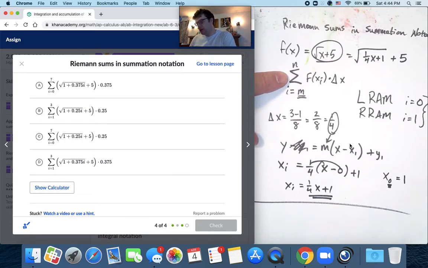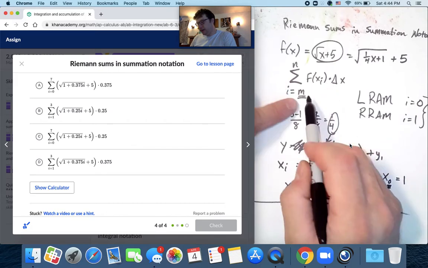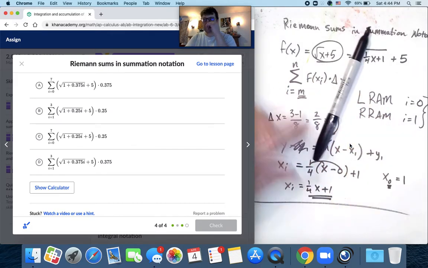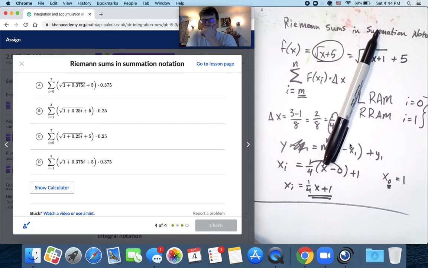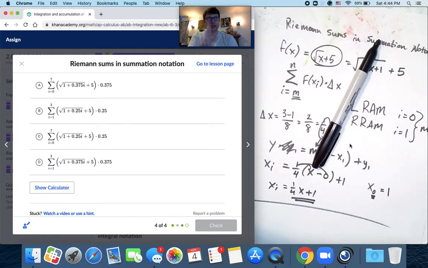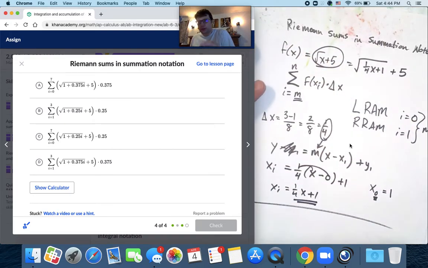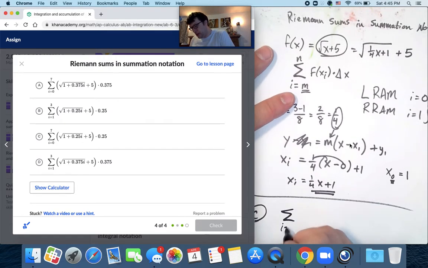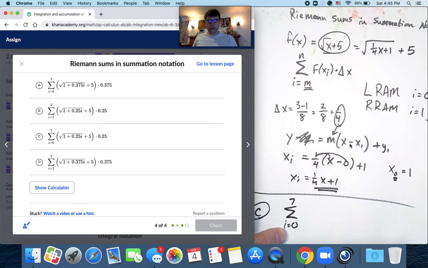Okay, so notation, I'm going to put 0 where M is and 8 where N is. 0 would be where we start on the left side and we go up. So I'm even restricting myself. I'm getting closer to C being the right answer. I equals 0 because it's a left Riemann sum approximation.